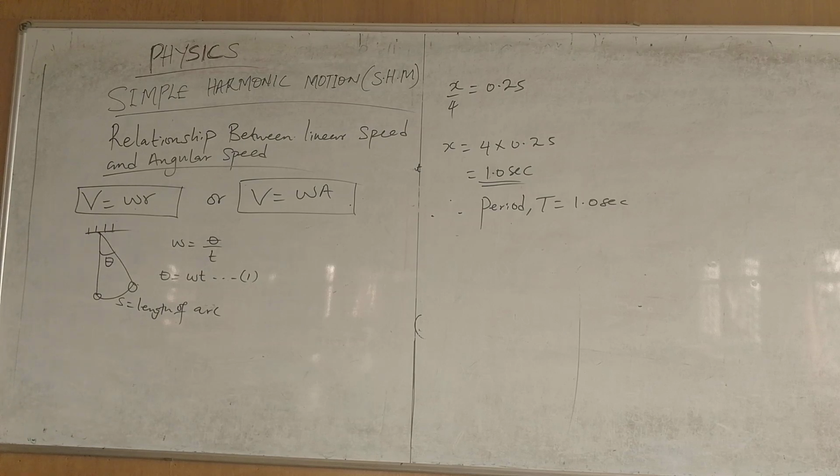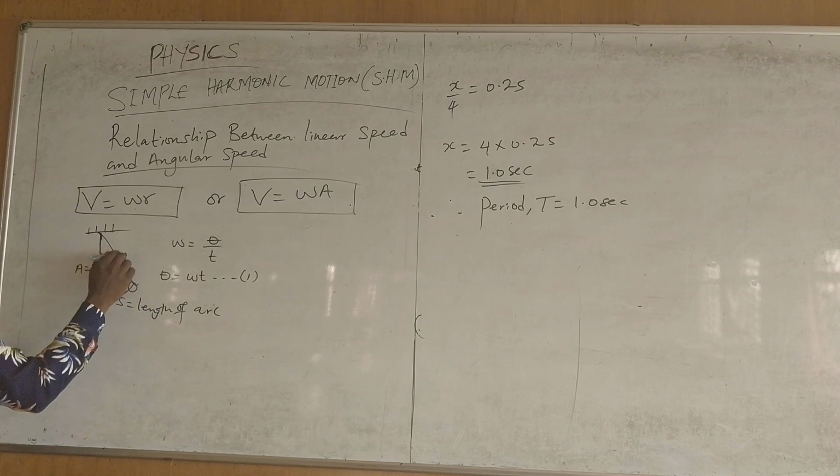And if you can remember, what is the formula for calculating length of arc? Then please don't forget that from here to here is your amplitude, which is the radius. Do you call it A or R? From here to here and from here to here is the same thing. A equals R. Okay.